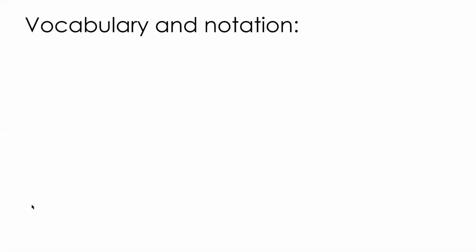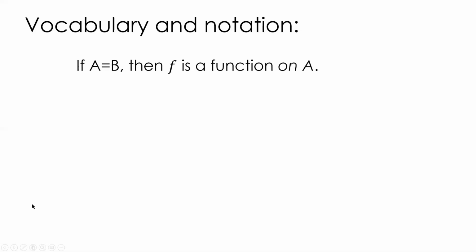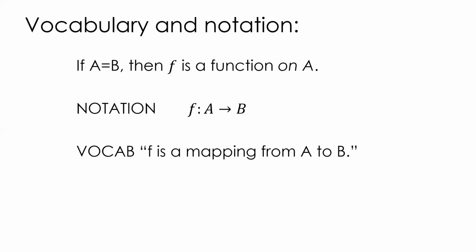Some vocabulary we use: if A equals B, then we will say f is a function on A, just like we did with relations. The notation will be f colon A arrow B. This means it is a function, period. I might also say mapping. F is a mapping from A to B. Mapping and function are the same thing.